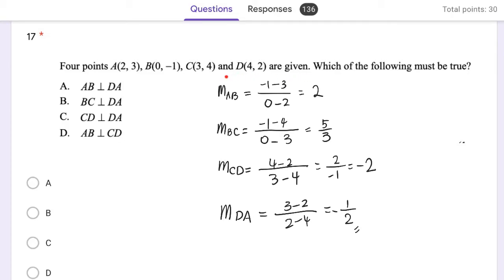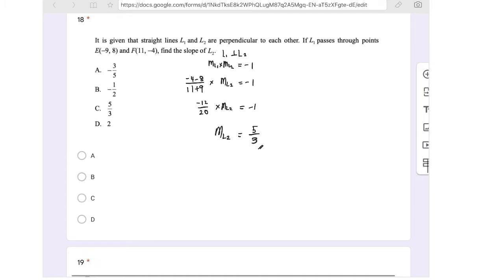For this question, the first step will be you find out the slopes of them, and then compare which two can give you -1 when you multiply together. So you have AB and DA, multiply them together. That's why this one will be the answer, because only these two multiplied give you -1. Very important. For this problem, that is easier because you just have to use this relationship, which is they are perpendicular to each other. So the slopes multiplied give you -1, and then you solve it, and you have ML2, that means the slope of L2 is 5/3.